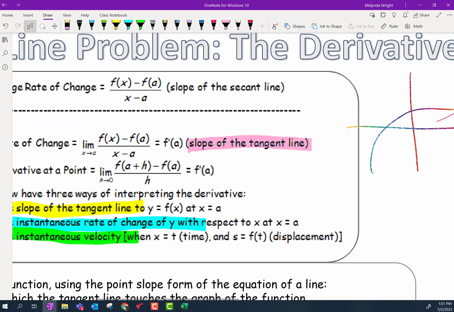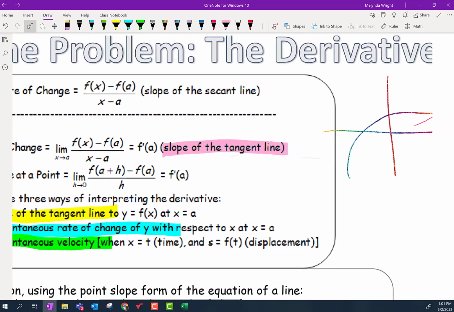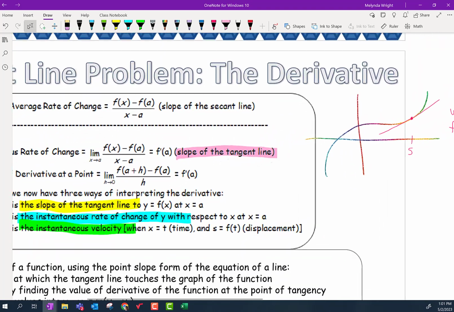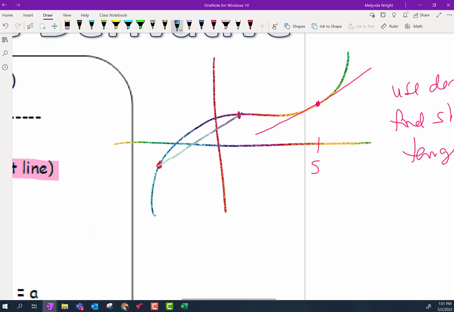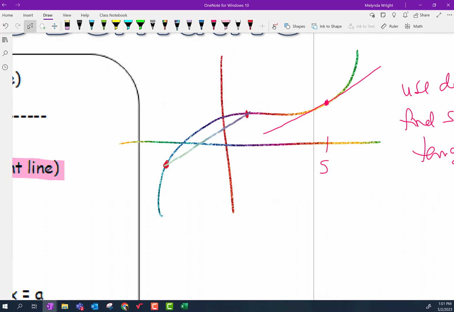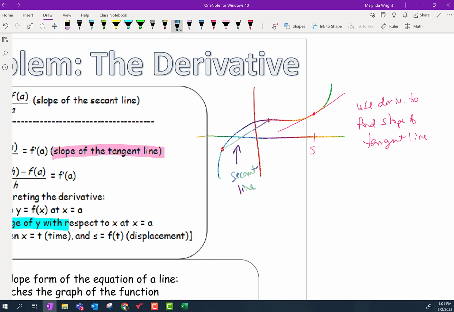Just to kind of dig back into your memory on average rate of change, slope of the secant line, if we wanted to draw the secant line between these 2 points. Okay, just a reminder, this is an example of a secant line. A secant line is the line between 2 points on a curve. So that's called the secant line. And average rate of change is the slope of the secant line.